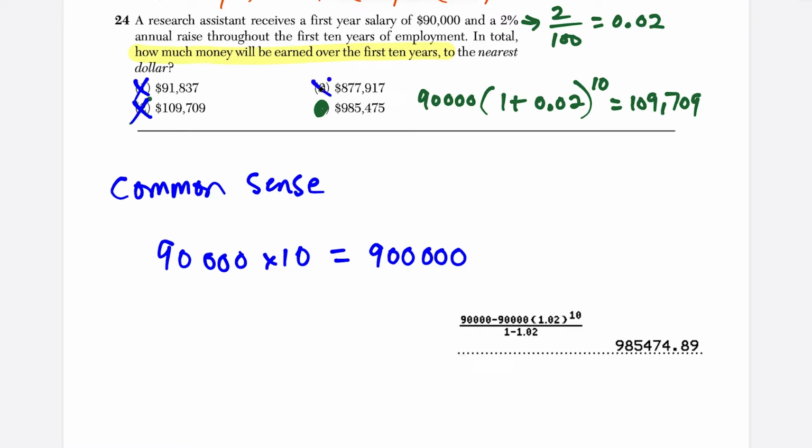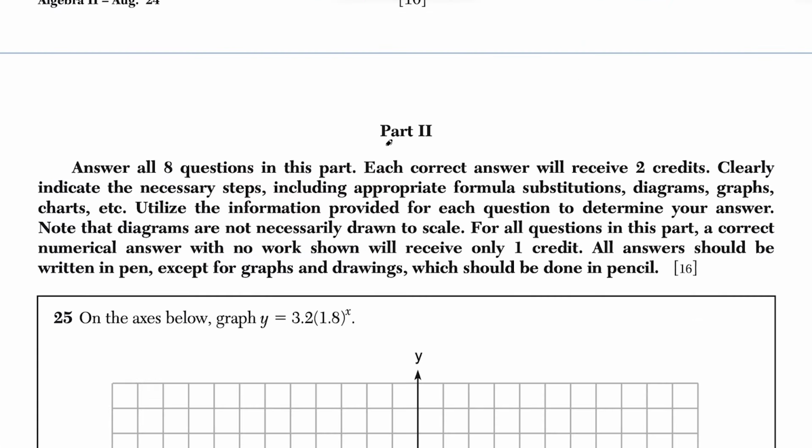This answer choice we could cross out because if we look, let's say they got no raises at all, then they would make exactly $900,000 in 10 years. They wouldn't make less than $900,000. So we could just use common sense to eliminate all the answer choices, and 4 would have to be our answer. So now we're moving on to part 2.